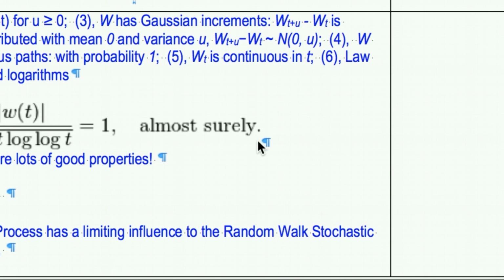This is a continuation of homework assignment 10, problem 1, part 7, the Wiener process. We continued previously where it was stated independent of Ws such that s is less than t for u greater than or equal to 0. 3, W has Gaussian increments. W(t+u) minus Wt is normally distributed with mean 0 and variance u. W(t+u) minus Wt is equivalent to normal from 0 to u. Item 4, W has continuous paths with probability 1.